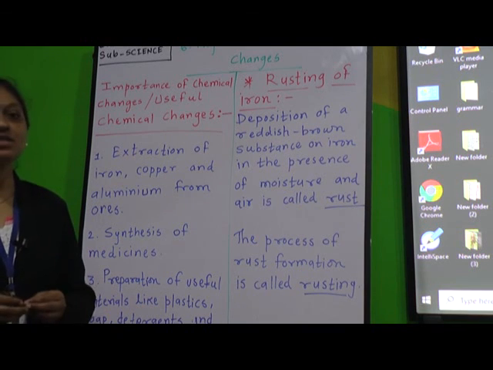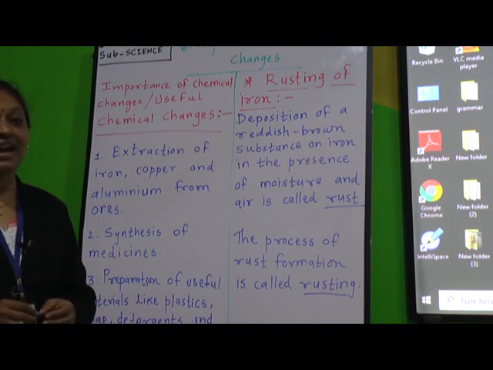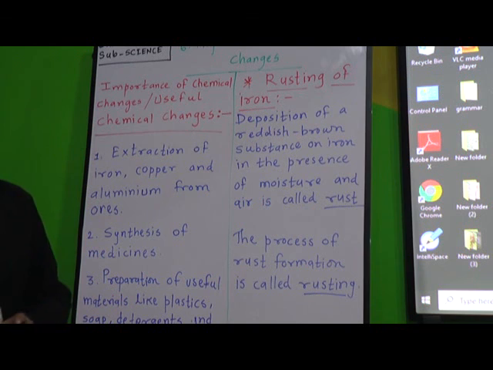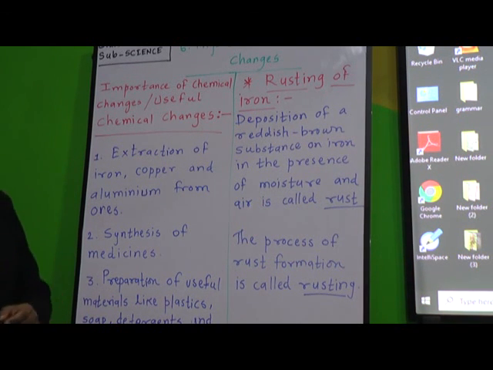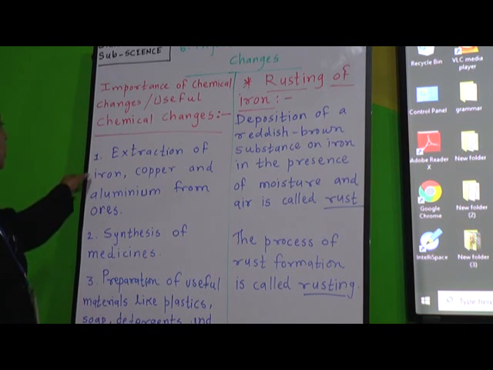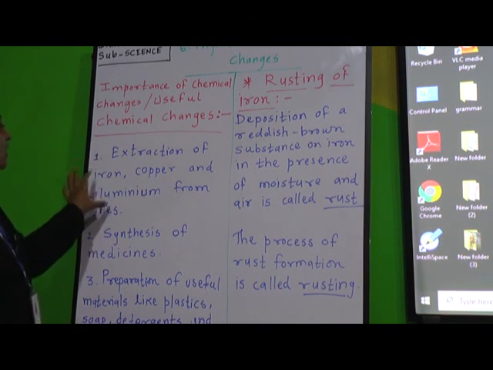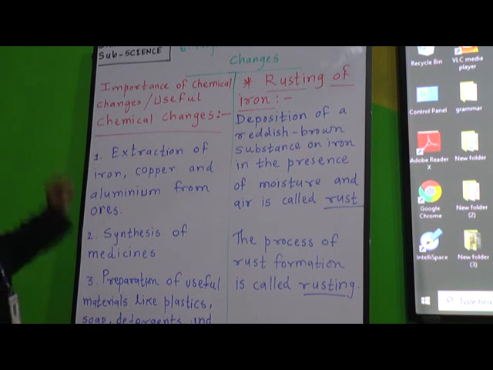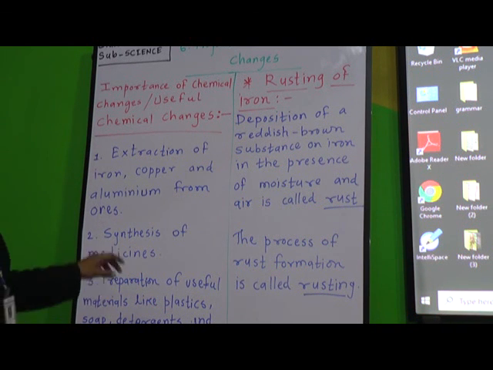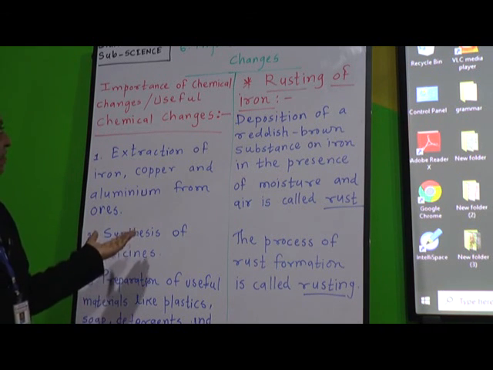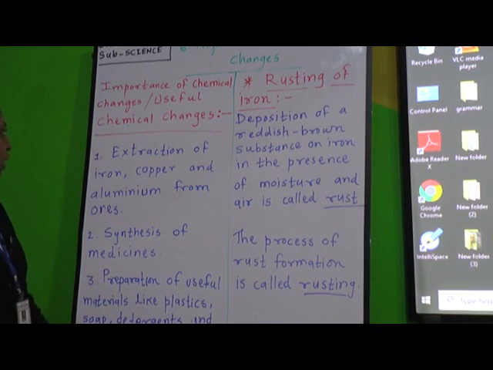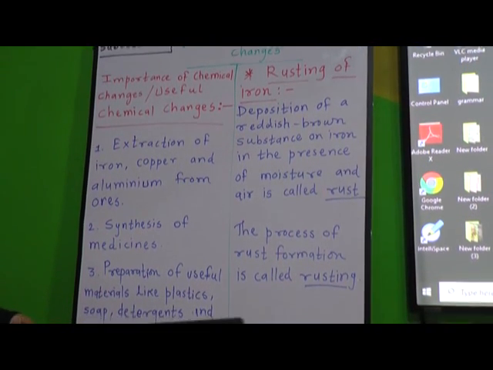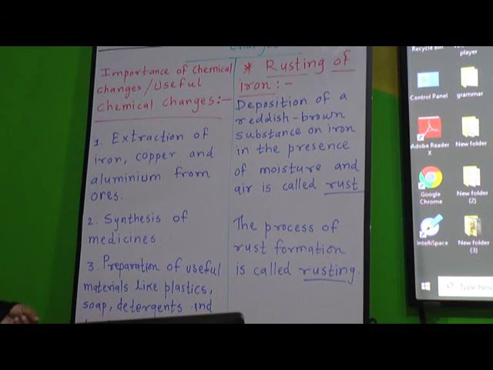Whatever mixed substances are there, we can extract iron exactly, or separate it. Iron, then copper, then aluminum, whatever metals are there, we can extract. So extraction of these metals is important, and this is a use of chemical changes. Then the second one is synthesis of medicines. For synthesis of medicines, chemical change is very necessary. This is another use of chemical change.